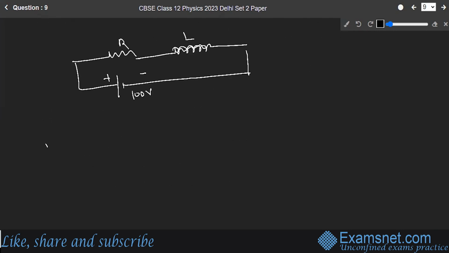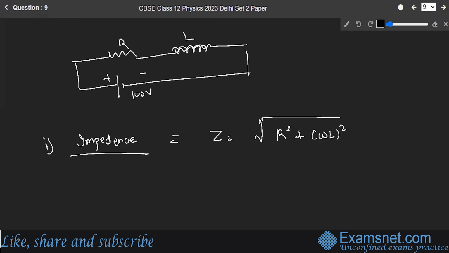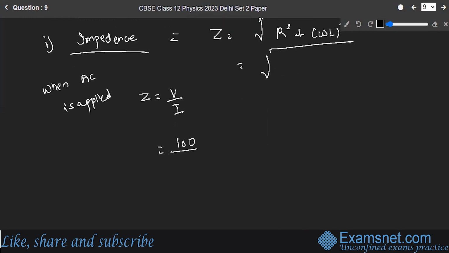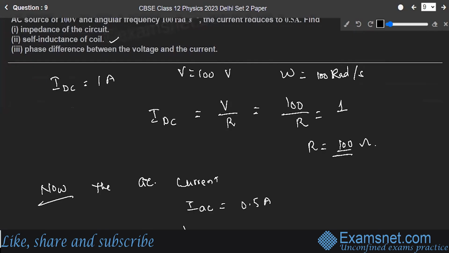Now, impedance, the first thing. Impedance of the circuit, this is what you need to find out. Impedance is given by Z is equal to root of R square plus omega L whole square. So this is equal to R, we just calculated, it is equal to 100. See, one more thing. When AC is applied, you have impedance as V upon I. So now let's make it very easy. V is 100, I is 0.5. That makes it 200 ohms. Hope you understood this.